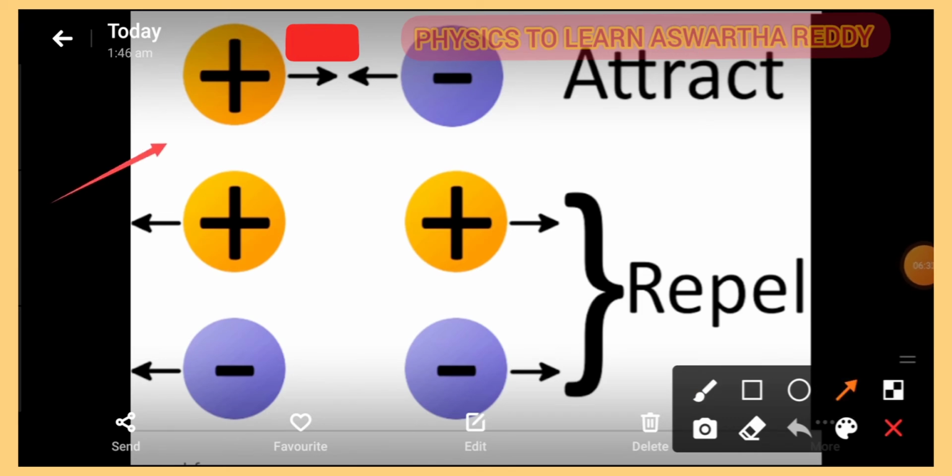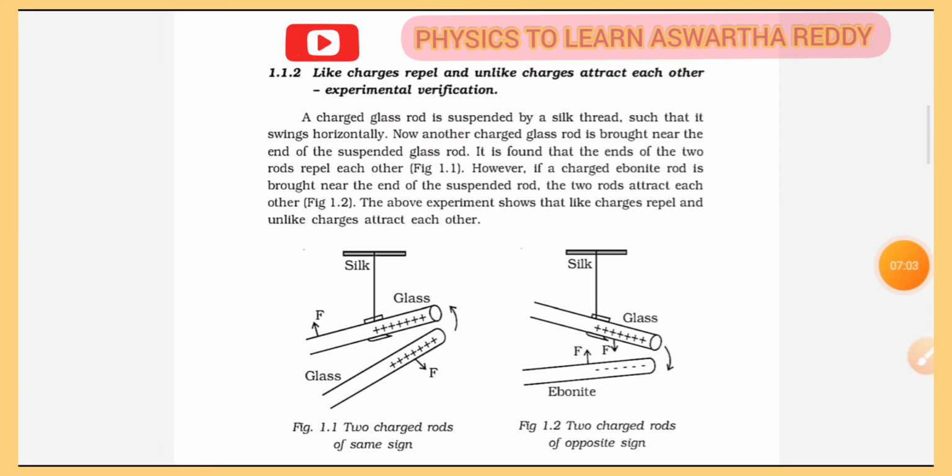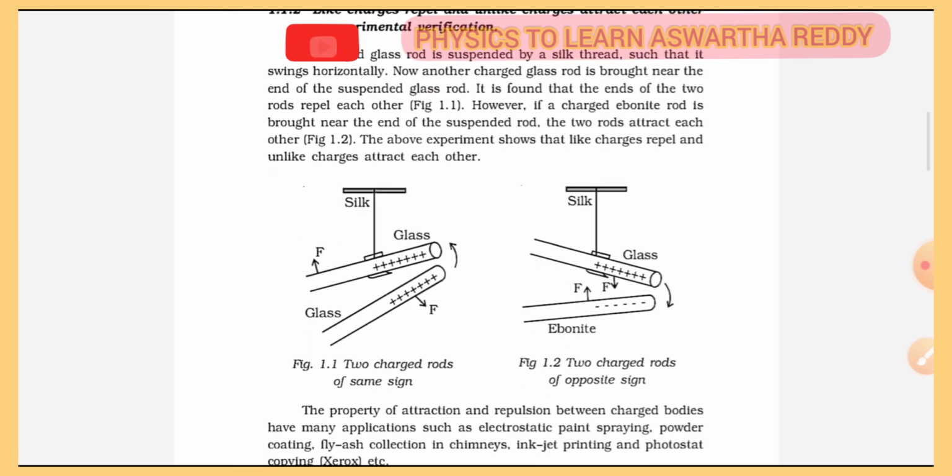Here you have observed that positive and negative charges attract. In the other two cases, positive and positive repel, and negative and negative repel with each other. So like charges repel each other, and unlike charges attract each other. For this, we can take the same examples we discussed.